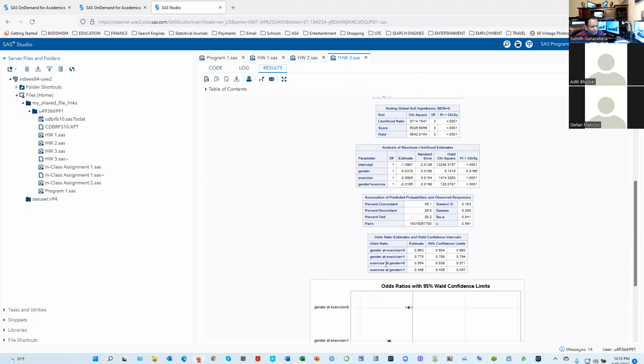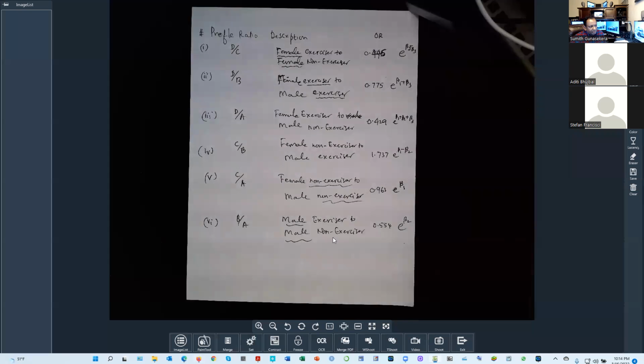Male exerciser to non-exerciser. This means exerciser to non-exerciser. Exercise is the name of that variable. The variable has two options, same as gender. When we call gender, we give the priority to female to male. Exercise to non-exercise for male, 0.554. Within the same male, exerciser to non-exerciser.